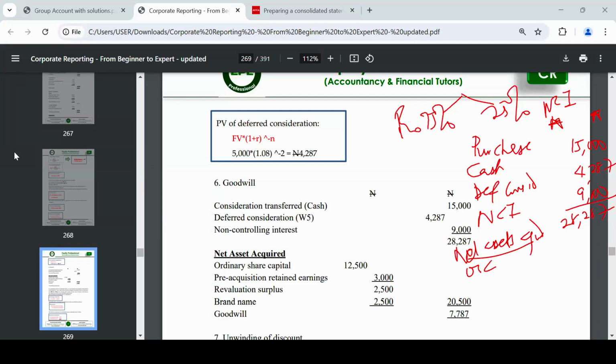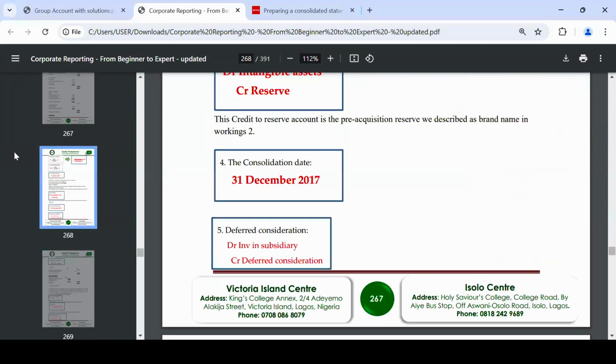Now, when I'm looking at the net assets acquired, we have been told there is ordinary share capital, according to the question, 12,005. There's a pre-acquisition retained earnings of 3,000. Okay. Revaluation surplus at that date was 25. Remember, they told us what they were implying here. They wanted you to know that this revaluation surplus that you are seeing in the book of ESCO is pre-acquisition.